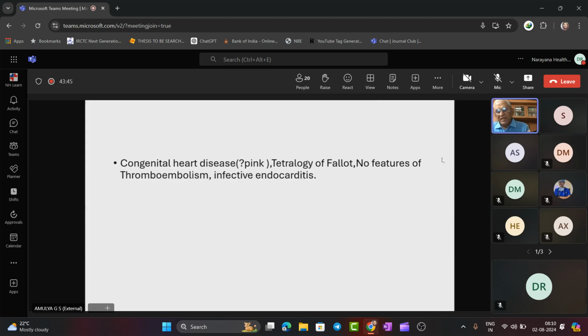Is the baby on beta blockers or anything? No, sir. The baby was not on any medicine. Okay.